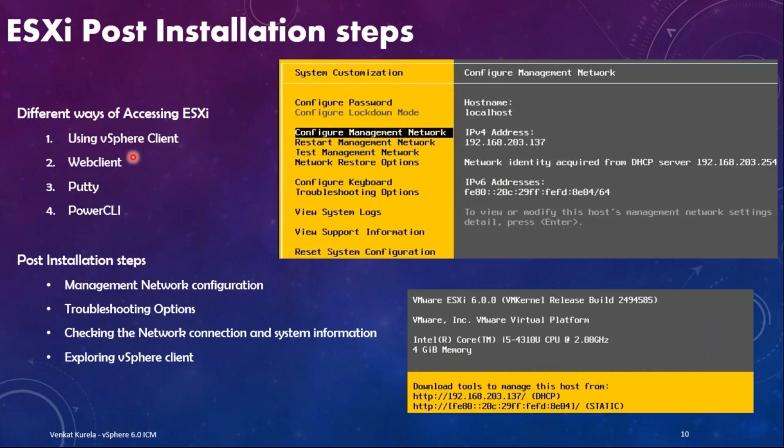The other way of accessing the ESX server is the web client. A third one is PuTTY. The fourth one is PowerShell. I'm going to show you how exactly you can use all these different ways of accessing the ESX server now.